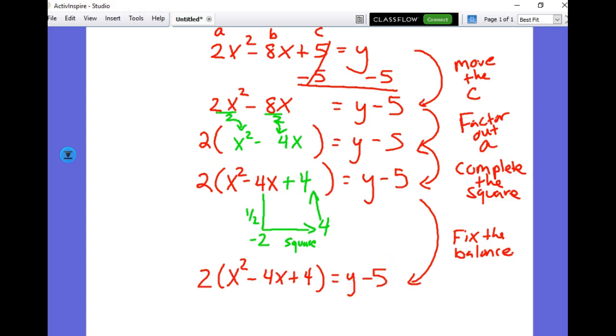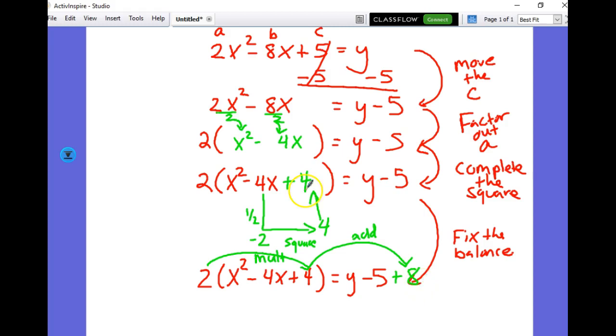So what we do is we take this number here and we multiply it by the 4. And after we multiply it, we add it over here. So 2 times 4 is 8, and that's what I'm going to put on that side over there. And that fixes the balance.